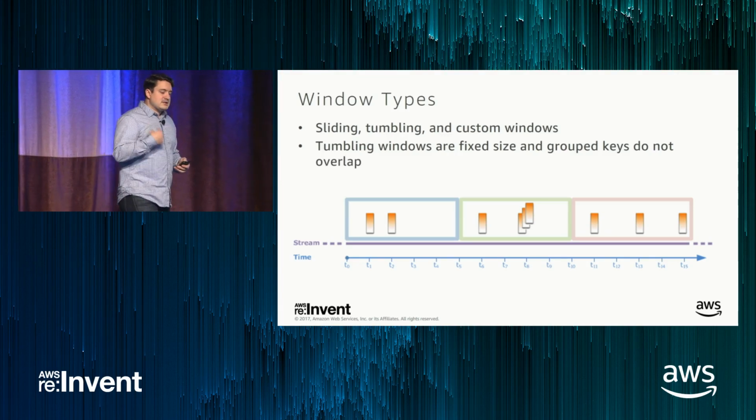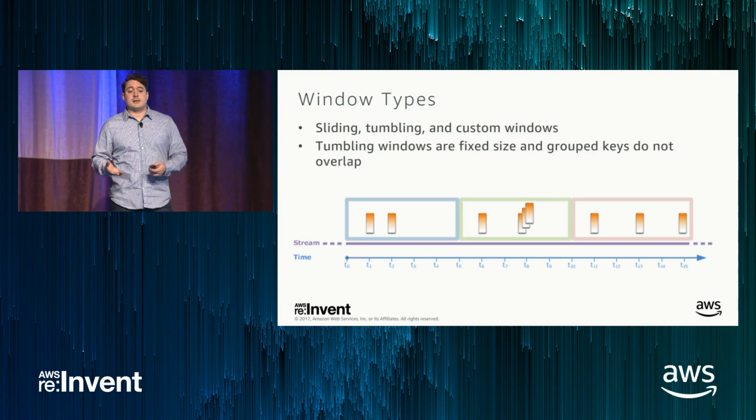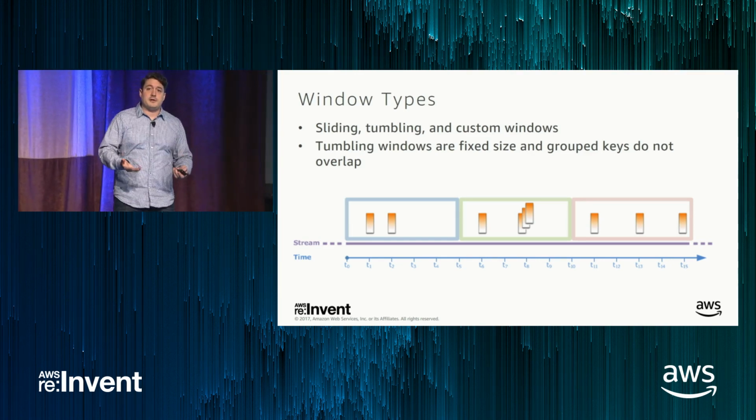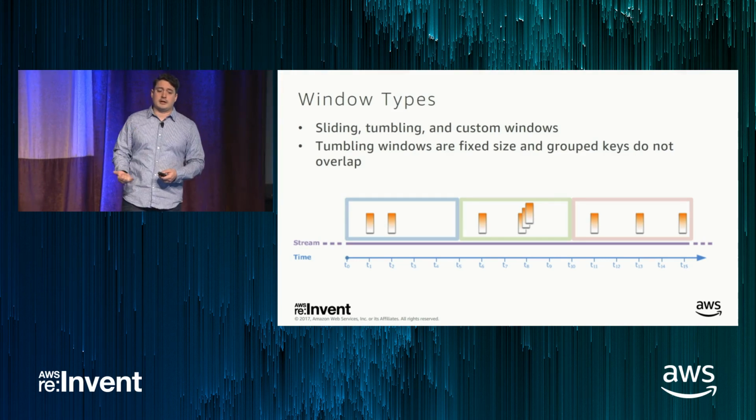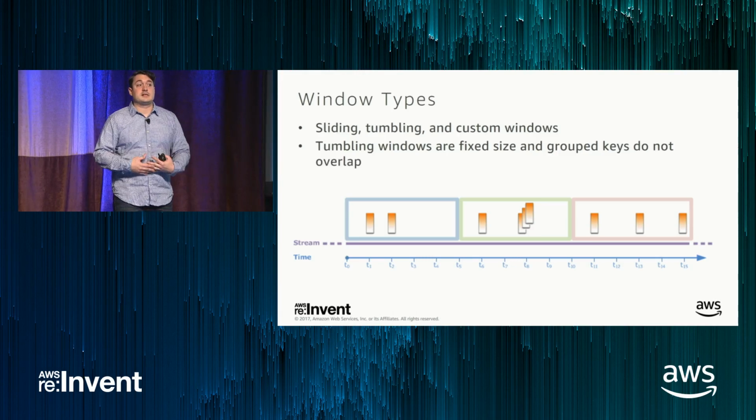Sliding windows, session windows, and other types of windows have different mechanisms. Some of them might be fixed size. Some of them might not be fixed size. Some of them might be overlapping. An example of a sliding window is overlapping.